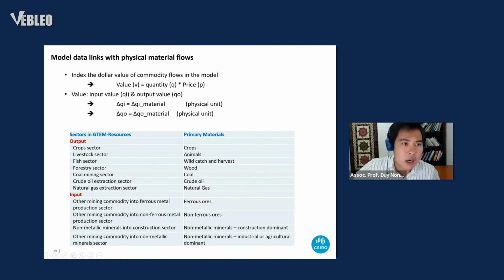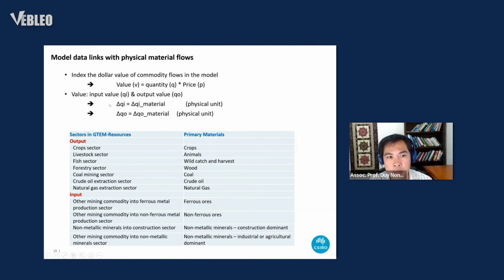In this slide, I would like to show you how we link the model data with the physical material flow or material demand. We try to index the dollar value of commodity flow in the model. We know that value is equal to quantity times price.